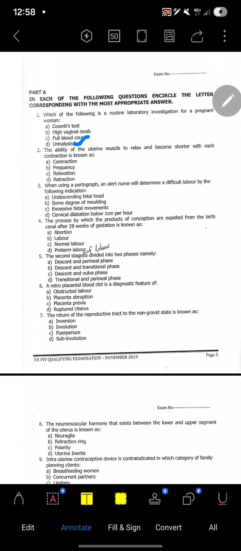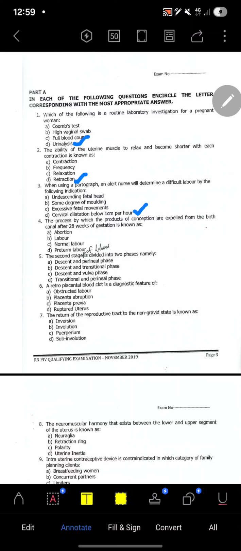Question 2, the ability of the uterine muscle to relax and become shorter with each contraction is known as? The correct answer is D, which is retraction. Question 3, when using a partograph, an alert nurse would determine a difficult labor by the following indication. The correct answer is D, which is cervical dilatation below 1 centimeter per hour.